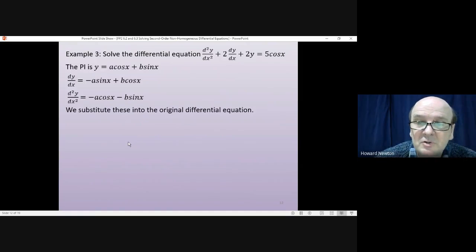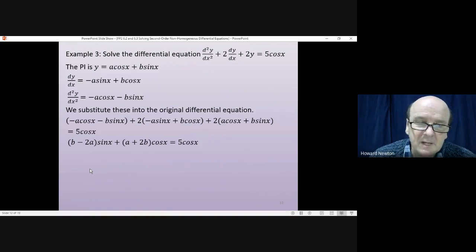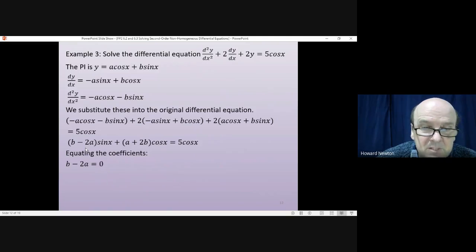Substituting those into the original differential equation will give us that, which is equal to 5 cos x on the right-hand side. Now, tidying things up, collecting together the terms in sine and cos will give us that. And a bit like on the last question, we can then equate the coefficients of sine x and cos x. So equating the coefficients of sine x gives us b minus 2a is equal to 0, because there are no sine x's on the right-hand side. And a plus 2b is equal to 5.